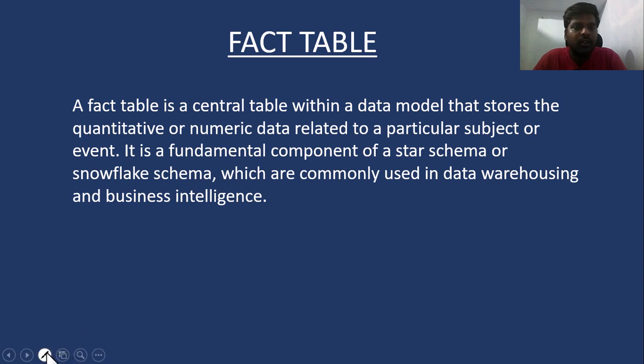Hello everyone. Today we shall look into fact table and dimension table differences. A fact table is a central table within a data model which stores the quantitative or numerical data. We understand that wherever we have large quantitative data or numerical data, it is said to be a fact table. But the conceptual thing is it also contains the textual data which has dimensions.